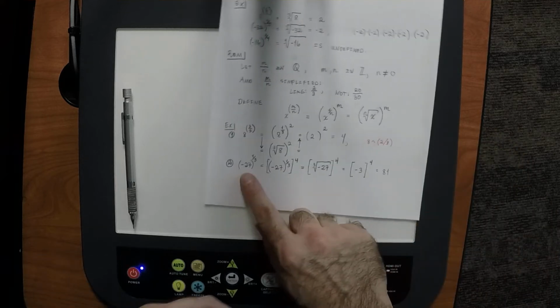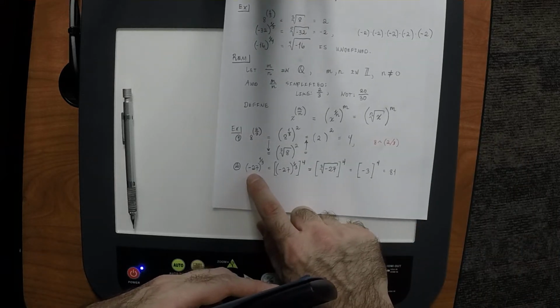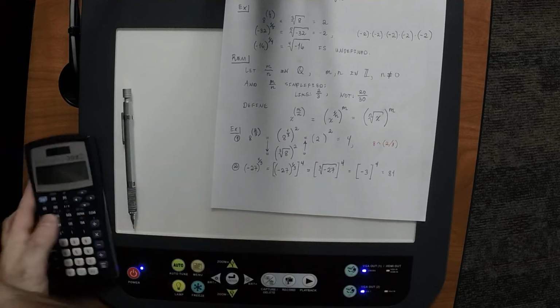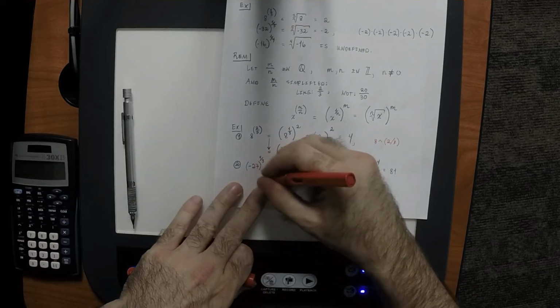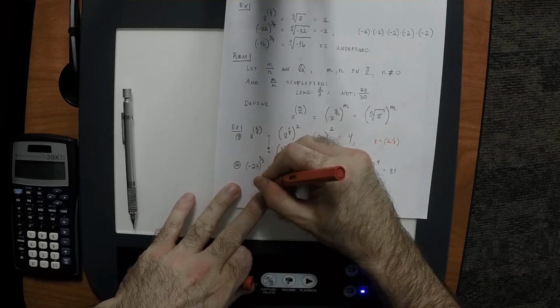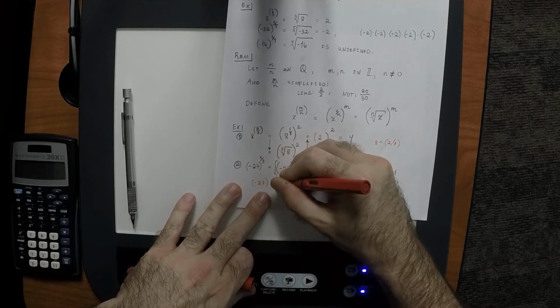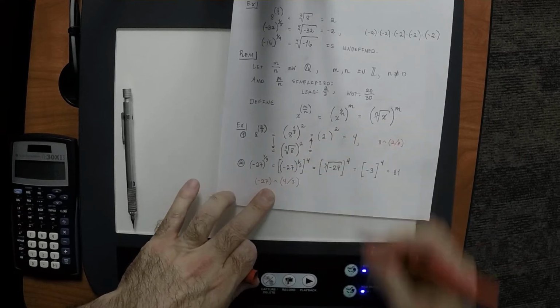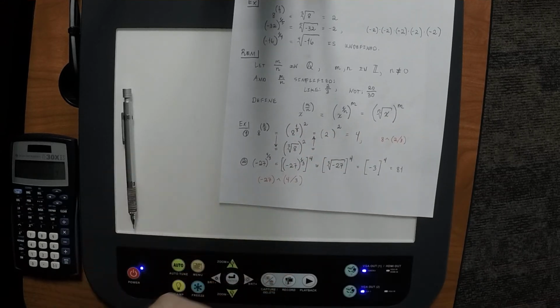Now, furthermore, how about this one? How would you type this one? Yeah, you'd have to put parentheses around it. So to type this one, it would be negative 27, and then caret 4 divide 3, like that. Let's type that into the thing.